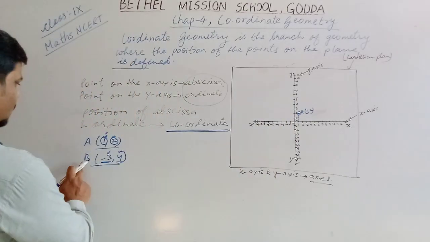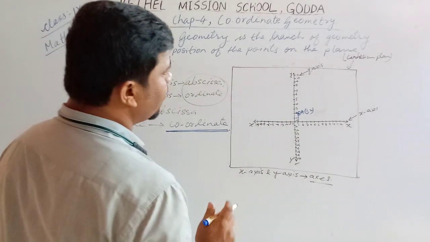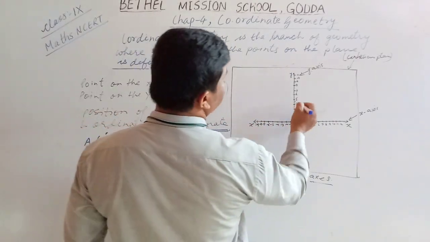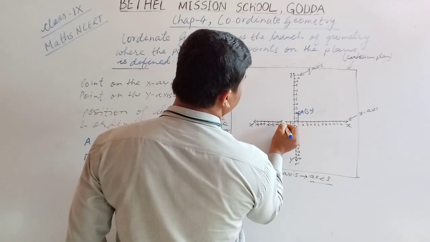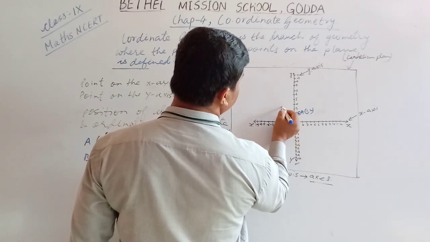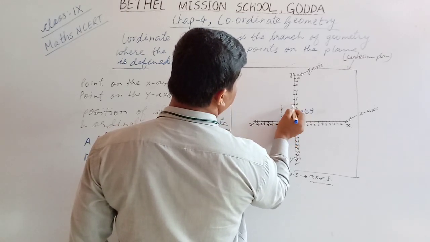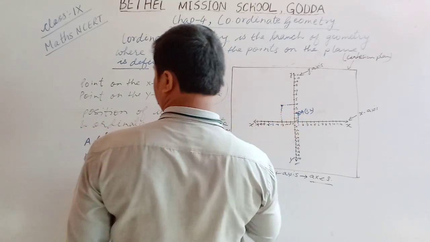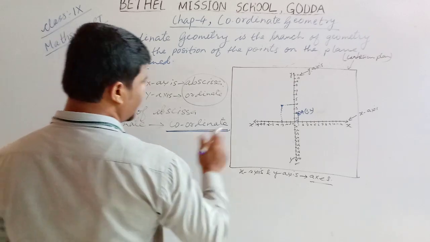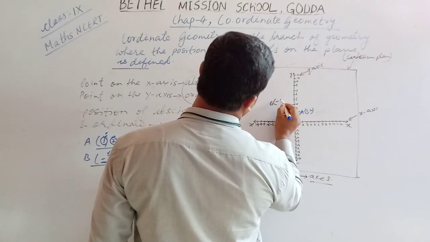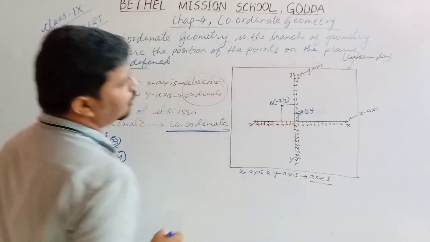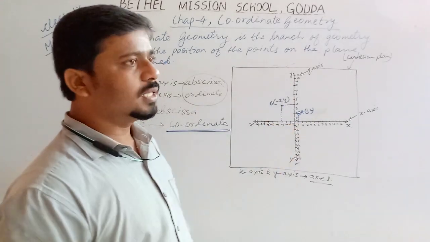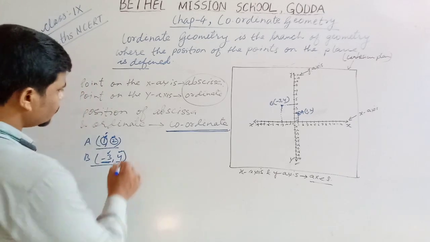Now B is (-3, 4). This is minus 3 and 4 is here. From here you draw a perpendicular up to this point, and from here you take the distance. They meet here, and this point is B (-3, 4). So you can locate points like that on the Cartesian plane.